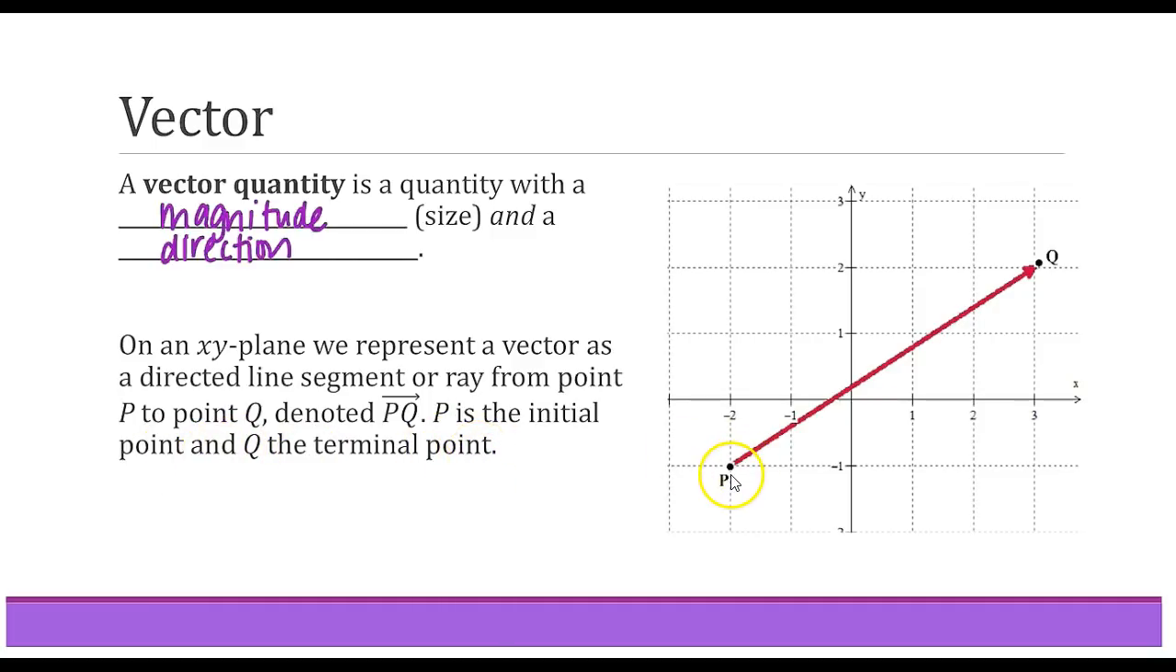So if I take a look at the vector that's sketched here, I have my initial point P, my terminal point Q, and I can see the end of the ray over at the terminal point Q. So a vector quantity has both a magnitude, or a size, and a direction. The reason why we use a ray is because the length of the ray is the size, and which way the arrow is pointing is the direction.